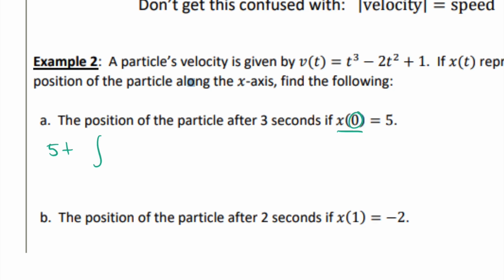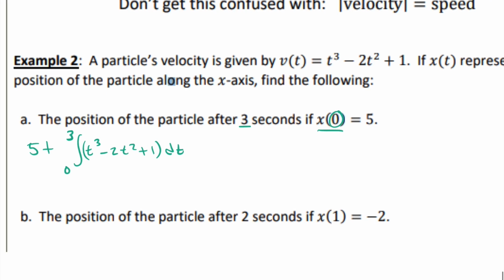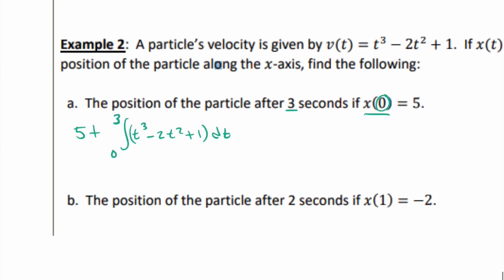Here we're going from 0, so that's going to be the start of my integral. We're going to go to 3 because that's the end of my integral of velocity, which I can just write as the equation: t cubed minus 2t squared plus 1 dt. And if you're wondering where I got these bounds, 0 and 3 came from x of 0 and x of 3.